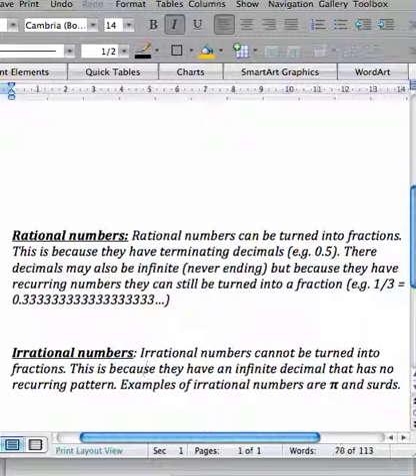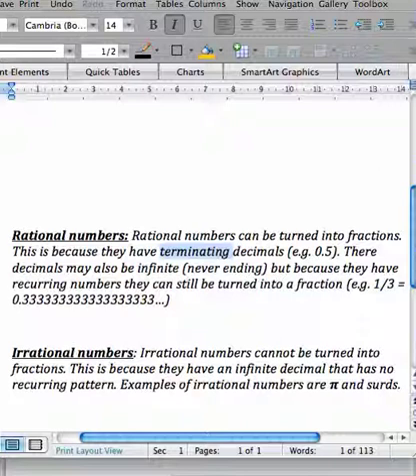To understand why: rational numbers can be turned into fractions because they have terminating decimals. Terminating means it ends. Another word we use in maths is finite. The decimals are finite, which means the decimals stop at a point. For example, 0.5 is a decimal, and we know 0.5 is a half as a fraction, and it can be turned into a fraction. And it stops, so the terminating decimal stops.